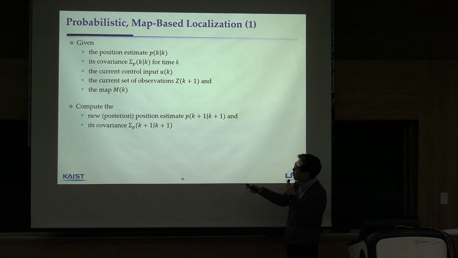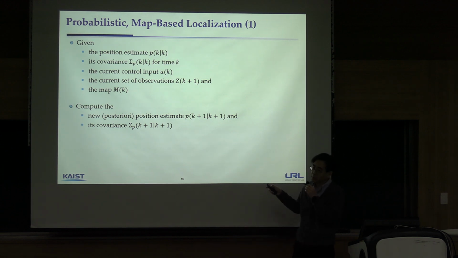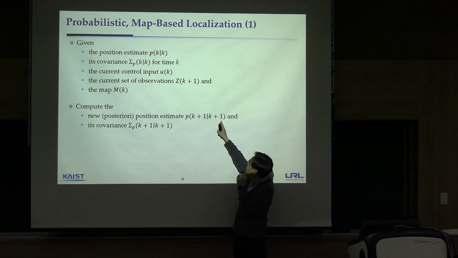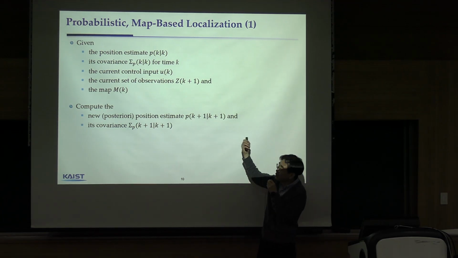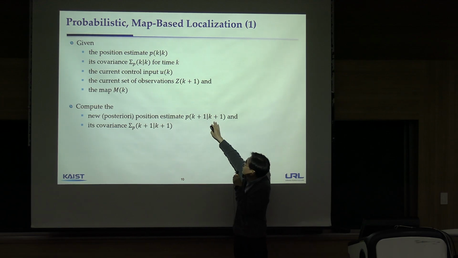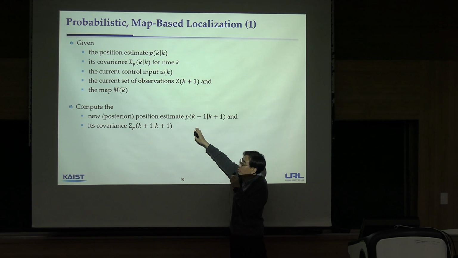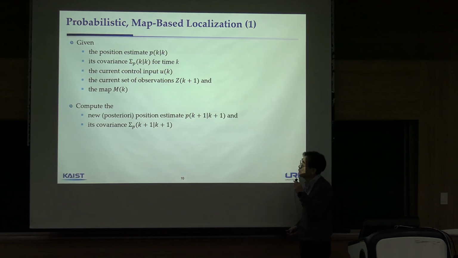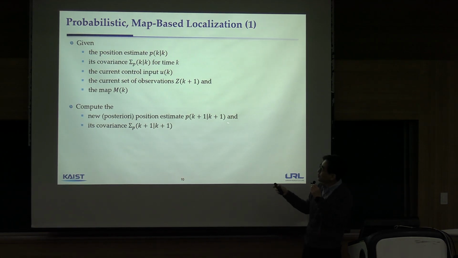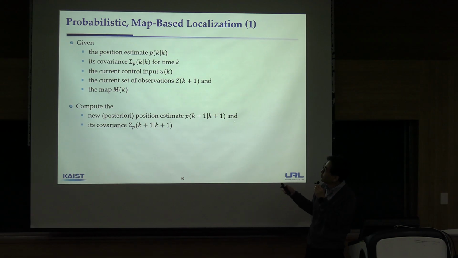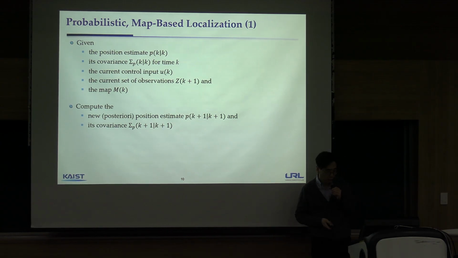And then we want to compute the new position estimate, p k plus 1 by k plus 1. K plus 1 means the new observation is obtained. We incorporate that observation and find out the new position at time k plus 1. This is called the posteriori information, posteriori estimation, and its covariance. So P's covariance will be obtained like this, sigma P, k plus 1 by k plus 1.